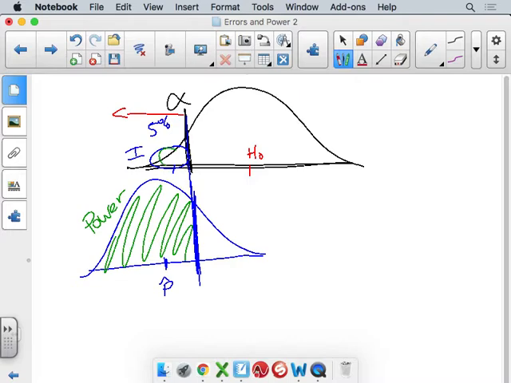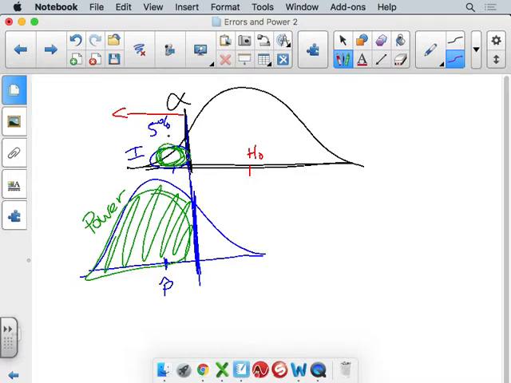This is me sending an innocent person to jail. This is me sending a guilty person to jail, based upon where your p-hat is. So let me just show you this. Maybe I need a thicker marker, let's do purple. Maybe that'll work.